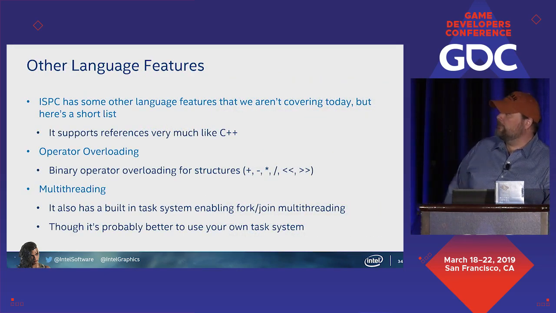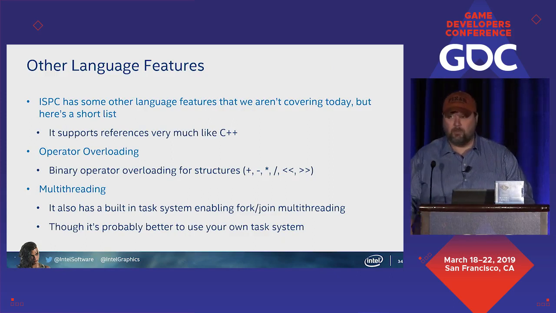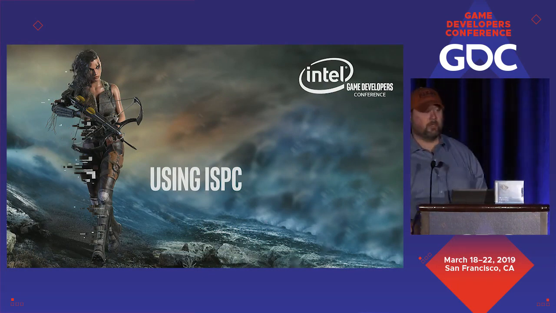ISPC has some other language features that we aren't really going to be covering today, but I wanted to give you a short list of some other stuff that's available. It supports references a lot like C++. It does support binary operator overloading on structures, and it has a built-in multi-threading system that enables fork-join multi-threading, though in your case as game developers, it's probably better to just use your existing task system. All right, so I'm going to hand it over to John here, who's going to take us home with how do you actually use this stuff.